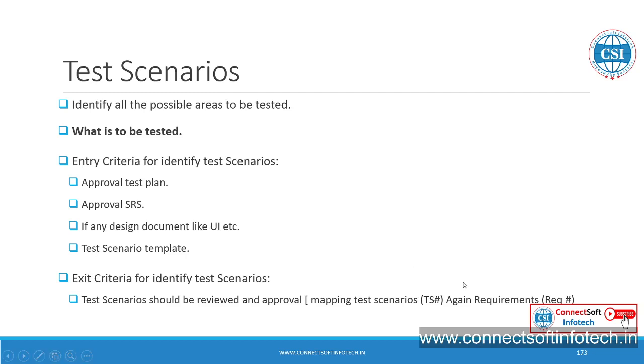सो एंट्री क्राइटेरिया फॉर द आइडेंटिफाई द टेस्ट सिनेरियोज फॉर व्हाट. तो अगर हमको टेस्ट सिनेरियो आइडेंटिफाई करने या फिर प्रिपेयर करने, उसके लिए हमारे पास क्या डॉक्यूमेंट होनी चाहिए. सबसे पहले हमारे पास क्या होना चाहिए. टेस्ट प्लान. कैसा, अप्रूवल वाला.